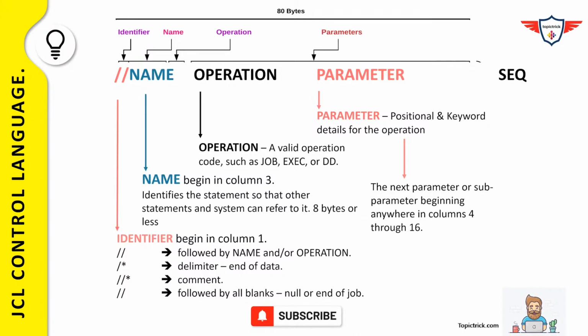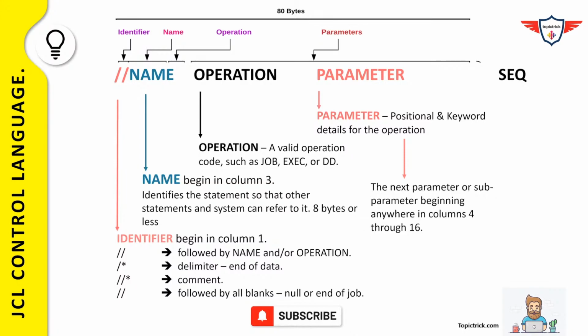So as of now, just remember that this portion is confined for different parameters that are defined based on the operation. If it's a job operation, then it would have parameters related to a job card. If it's an execute statement, then these parameters will be related to an execute statement. And in case you are using a DD statement, then these parameters will be associated with DD statements.